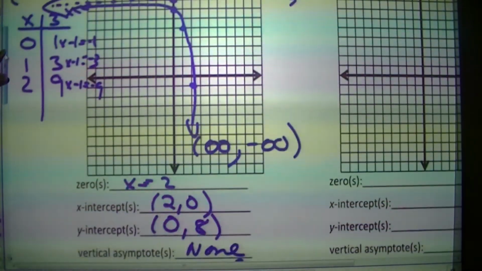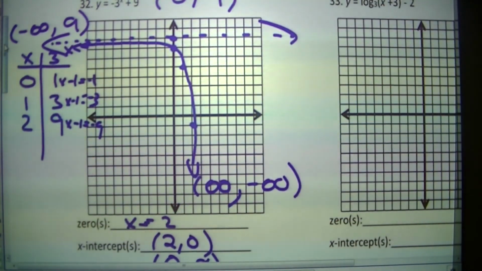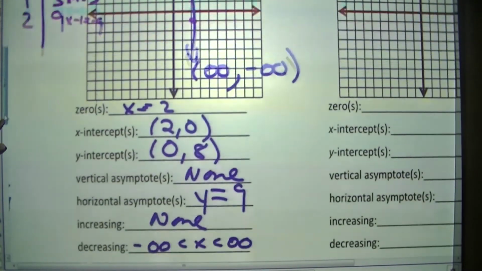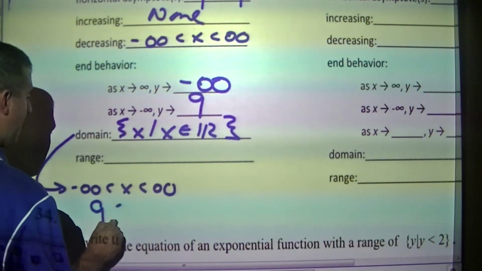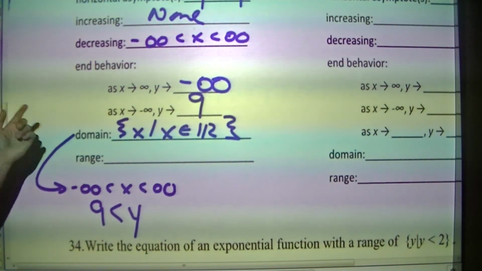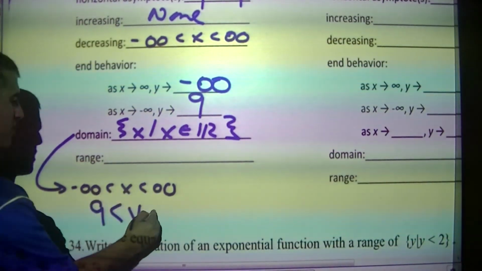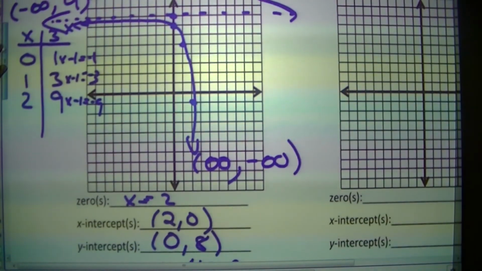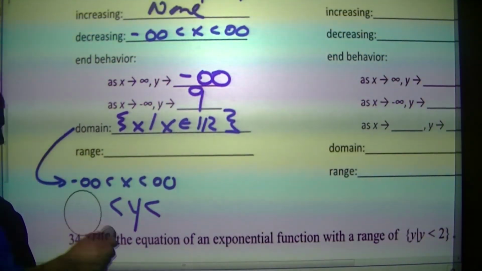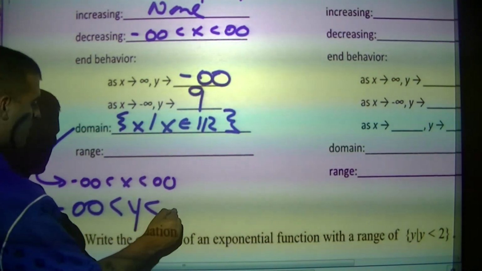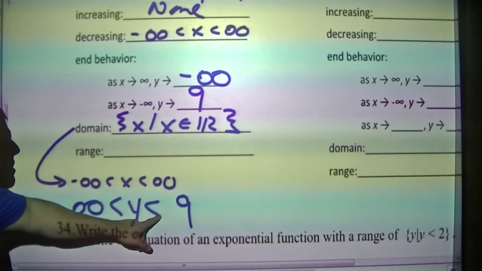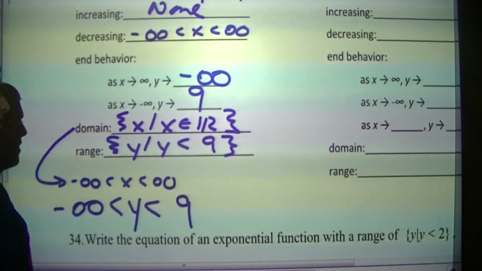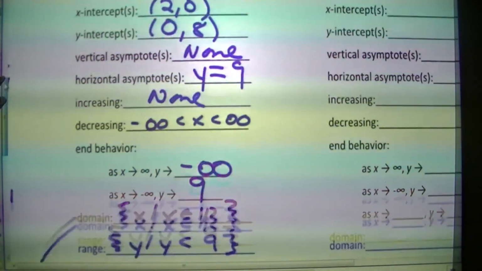Now, the range. You have to include your anchor point in this. My smallest y value is 9. Now, I don't put a line underneath that because that passes through the asymptote, it's a dashed line. I'm sorry, I did that wrong. The smallest one is going to be negative infinity. The biggest one is going to be 9, and I'm not having a line underneath that because that's an asymptote. So I got y such that y is less than 9. So that's that one.